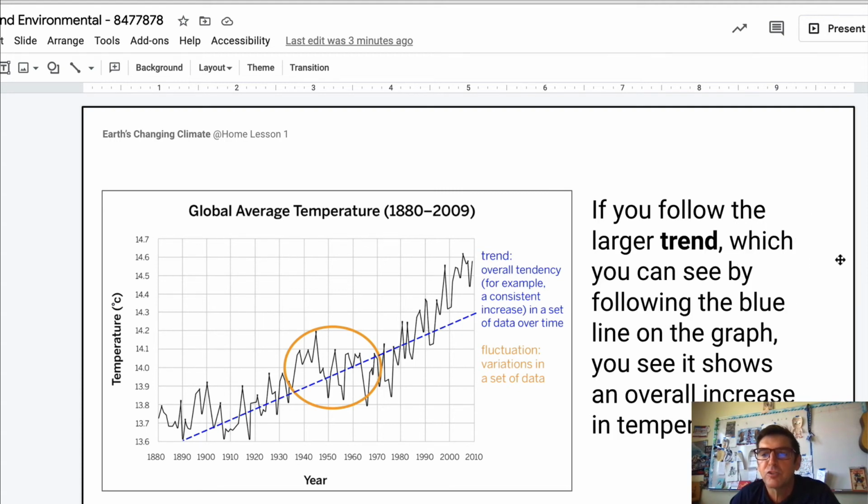If you follow the larger trend, which you can see by following the blue line on the graph, it shows an overall increase in temperature. So notice all these fluctuations; what you do is you end up drawing a line across the center point, and then that gets you your tendency.